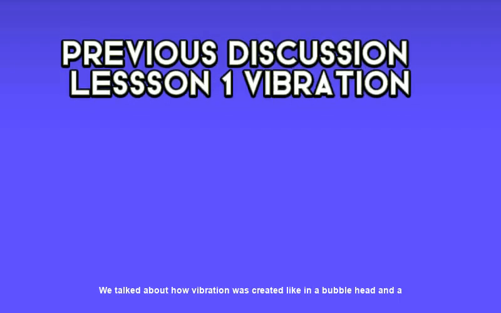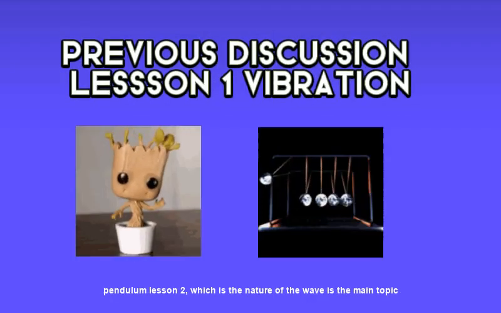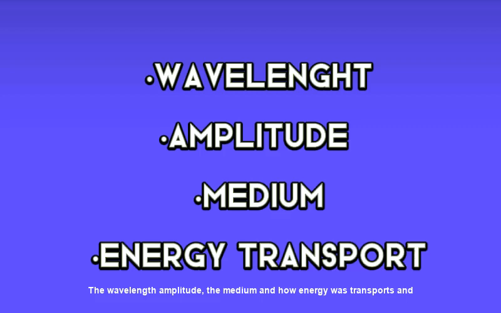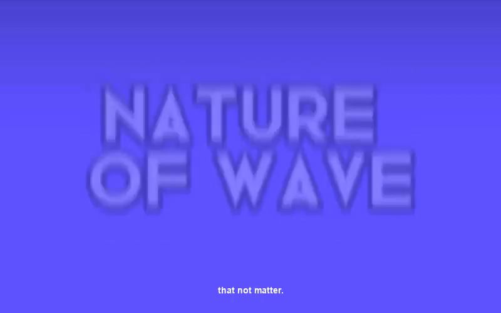In the previous discussion, we talked about how vibration was created, like in a bobblehead and a pendulum. Lesson 2, which is the nature of the wave, is the main topic that we will tackle in this video: the wavelength, amplitude, the medium, and how energy is transported and not the matter.